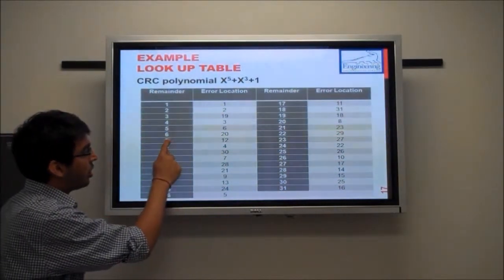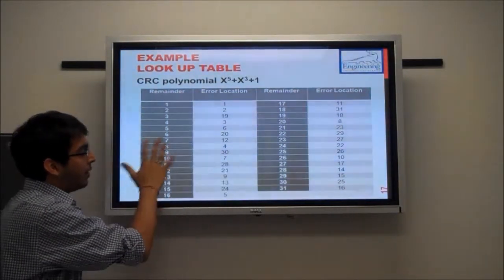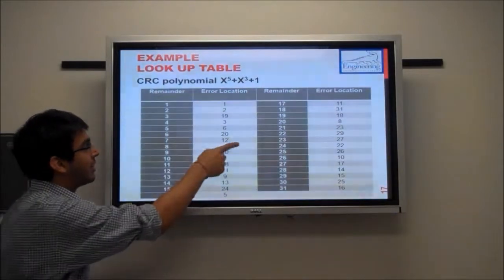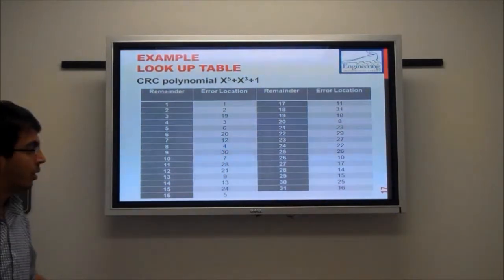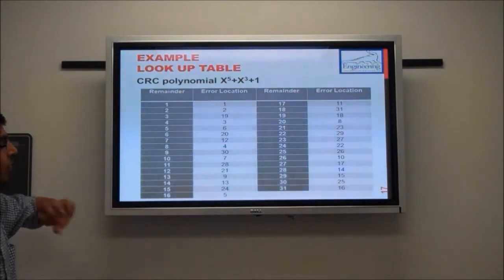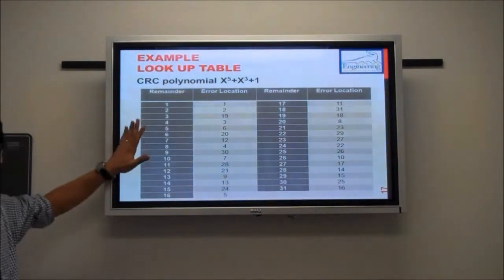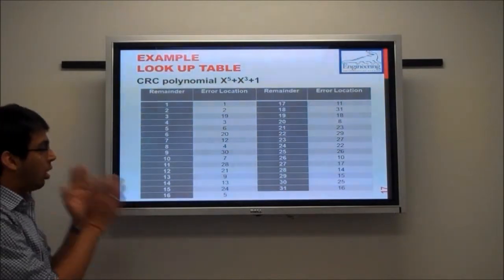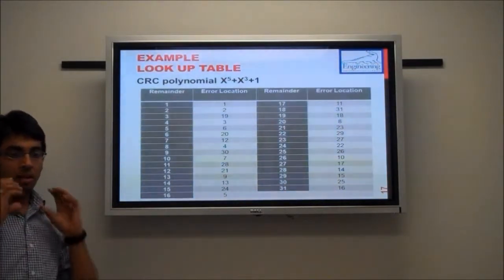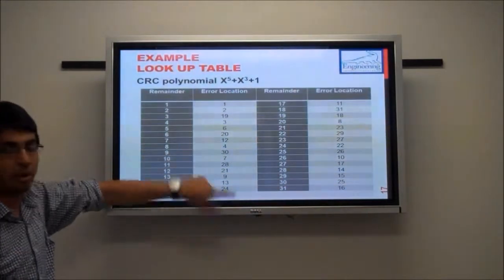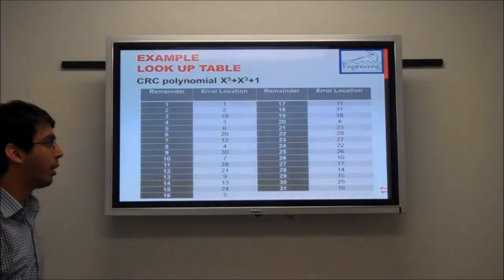What you essentially do here is, you go to the lookup table and try to do a mapping. Okay, my remainder was 8, which means that my error was at the 4th location. So then what you do is, you go to the 4th location, you flip the bit, you again calculate the remainder, and if you get a remainder of 0, you know that the data value after flipping the 4th bit is the correct data value that you require.